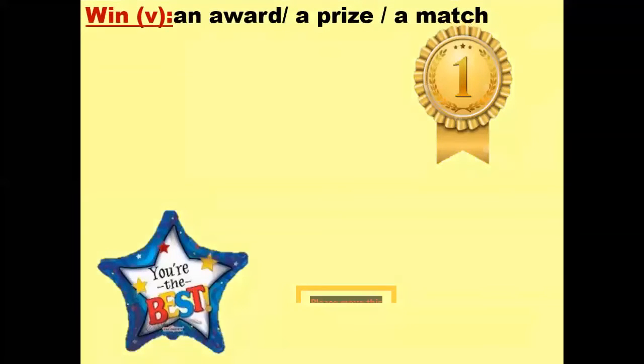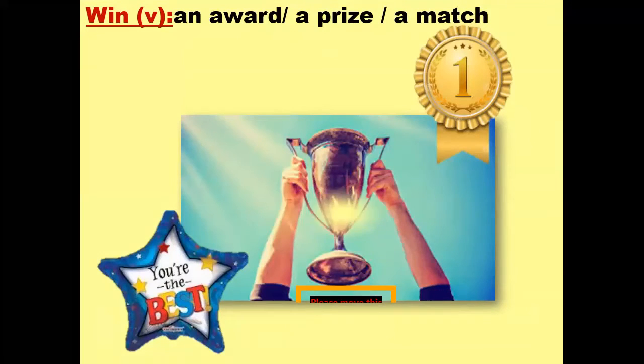Then we have the word win: to win an award, win a prize, or win a match, win something after you beat an opponent, or the team that you were playing against. What is the difference between win and beat? You beat another person or another team, but you win something, you get something with you when you are going away. You win a reward, a prize, a match, a medal.